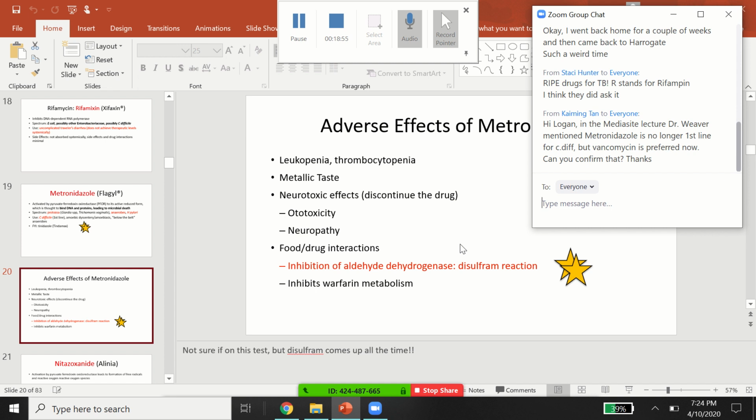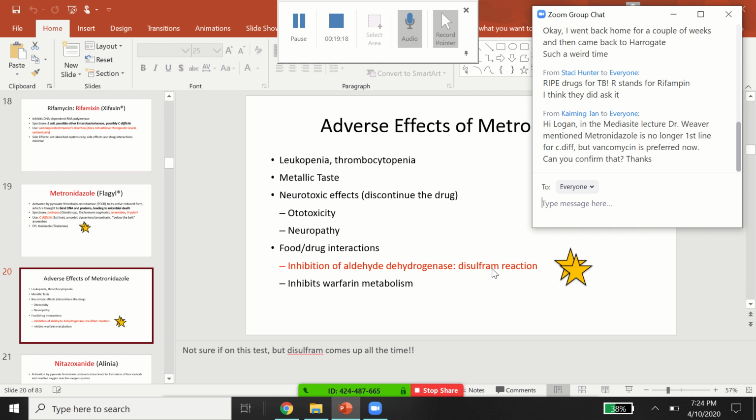Metronidazole is no longer for... Oh, okay. So it really just depends on who you talk to on that. From what I understand, it changed a little bit in the literature. But yeah, you can either give oral vancomycin or you can give Metro.